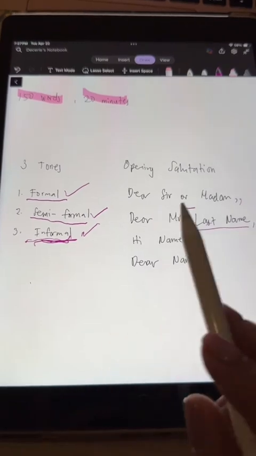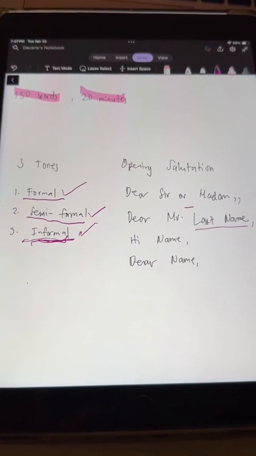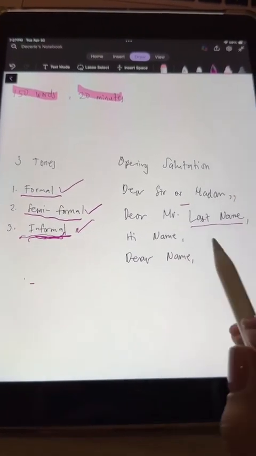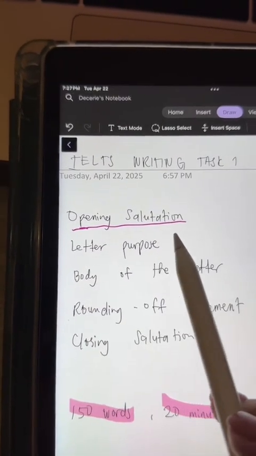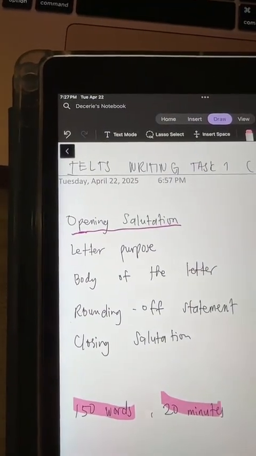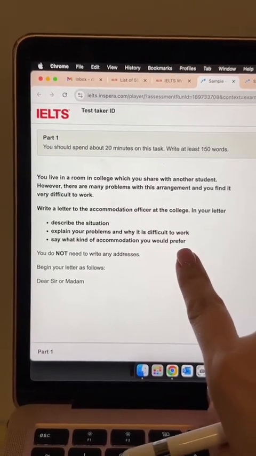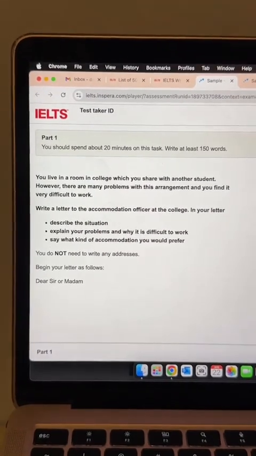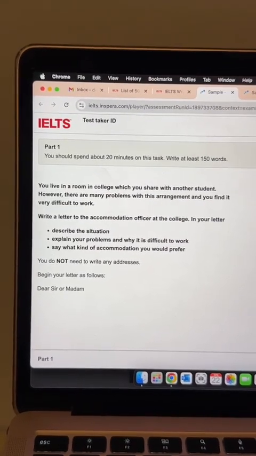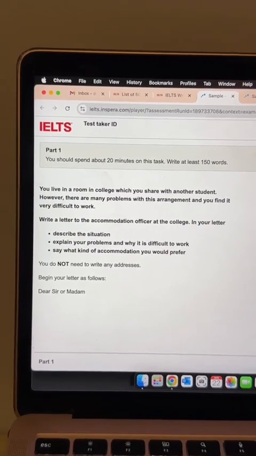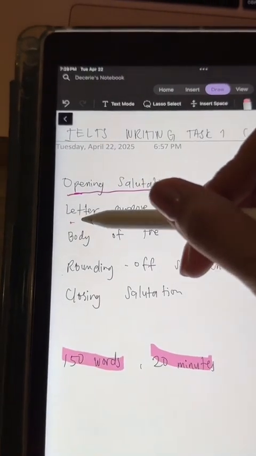If informal naman, you will say hi, tapos name. We don't need to be formal with this one kasi nga informal. So, hi John or dear John. The letter purpose is the purpose of what you're writing this letter for. So, in this case, the sender of the letter has a problem with accommodation, diba? So perhaps the letter purpose will start with, I am writing this letter to request for changes in accommodation or something like that. Done na tayo sa opening salutation, letter purpose.